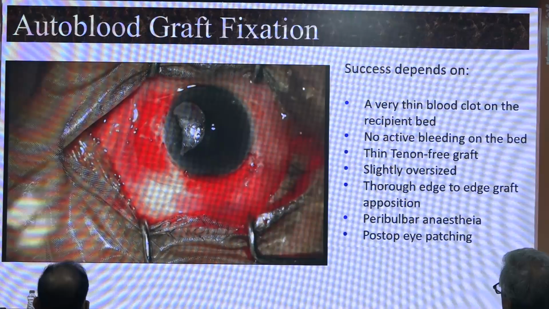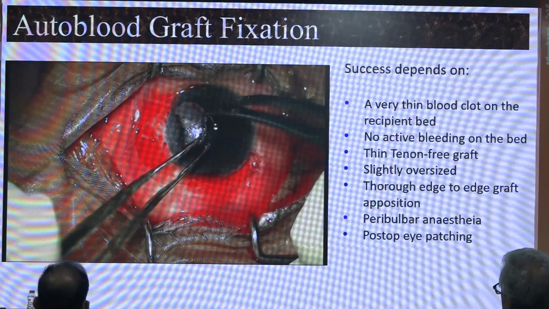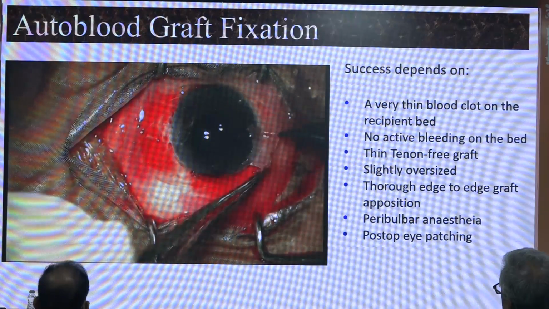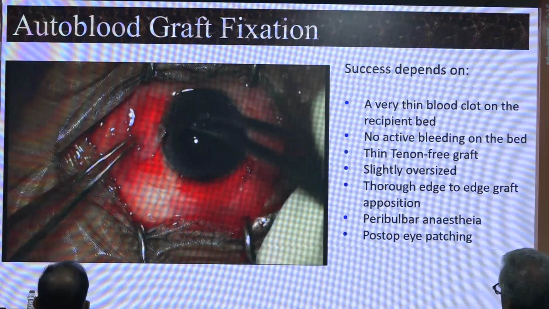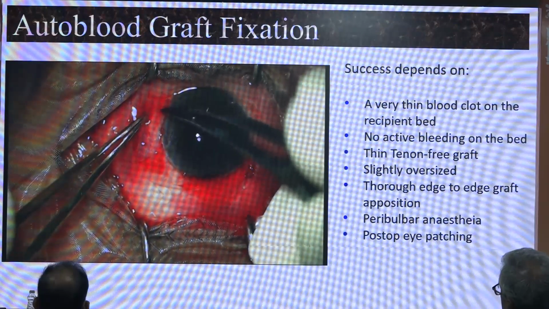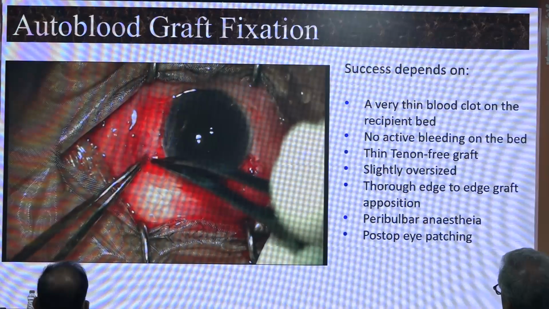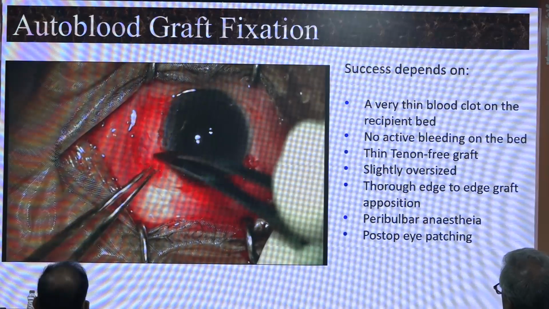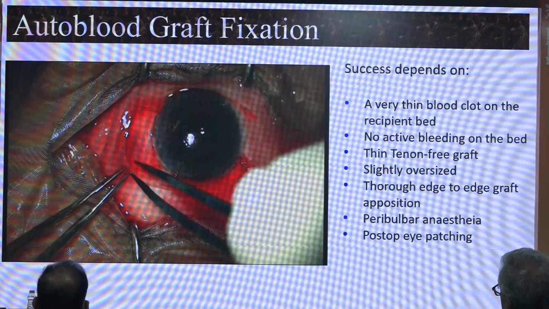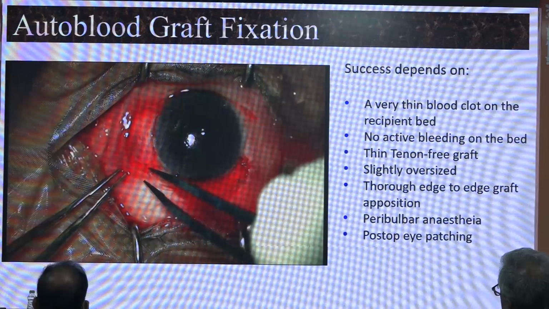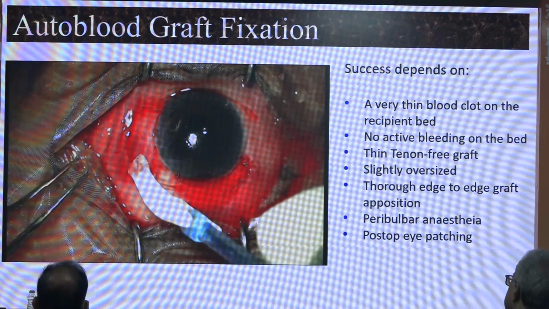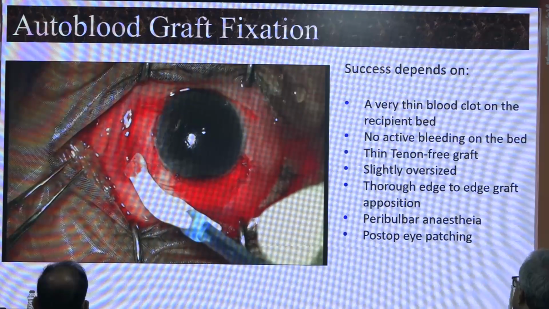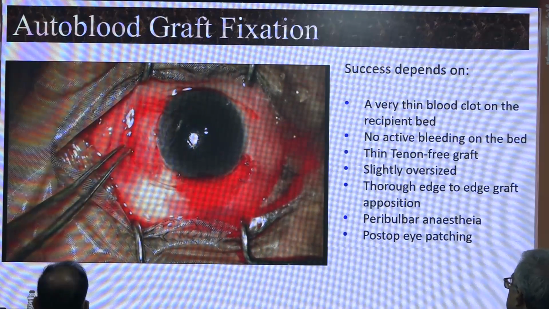The prerequisites for a successful surgery with this procedure: a very thin blood clot should be allowed to form. There should be no active bleeding on the bed. If it is there, you have to cauterize that. The graft should be thin and tenon free, slightly oversized so that there is no retraction, and thorough edge to edge graft apposition. This is very important. You take at least 4 to 5 minutes, point to point.